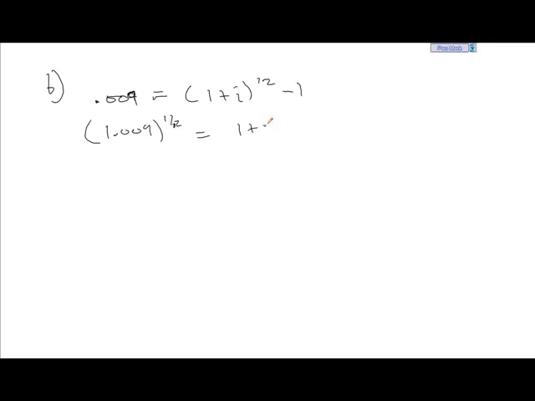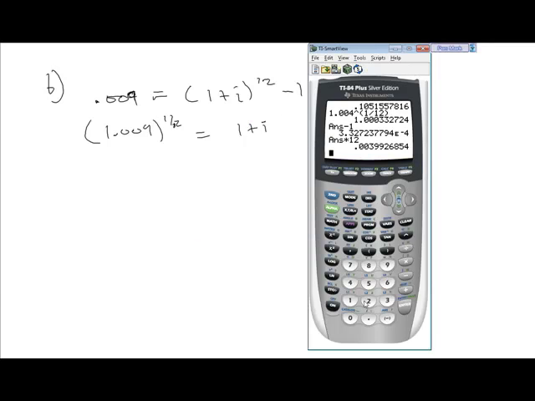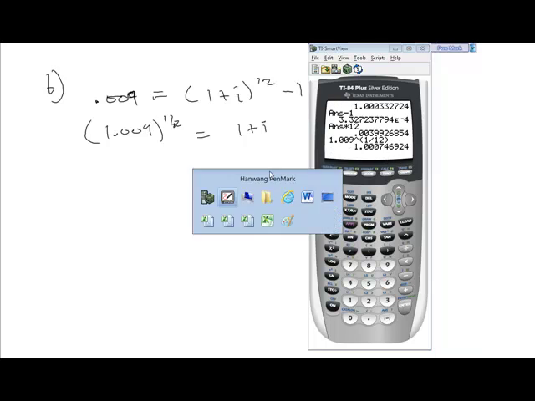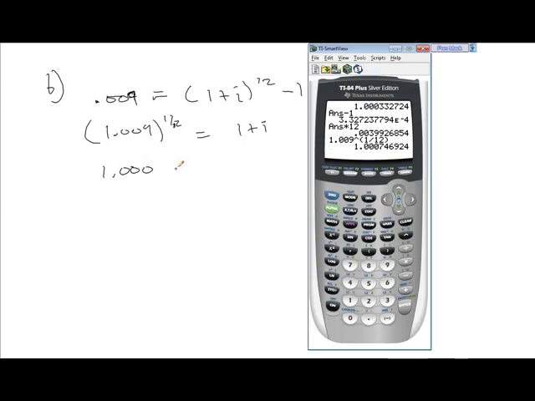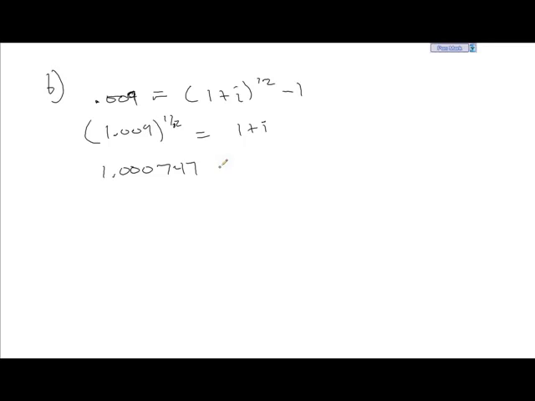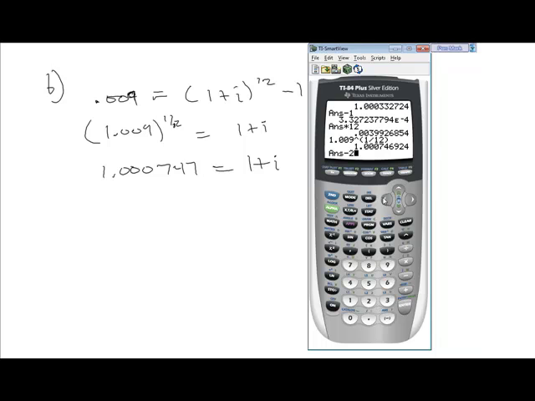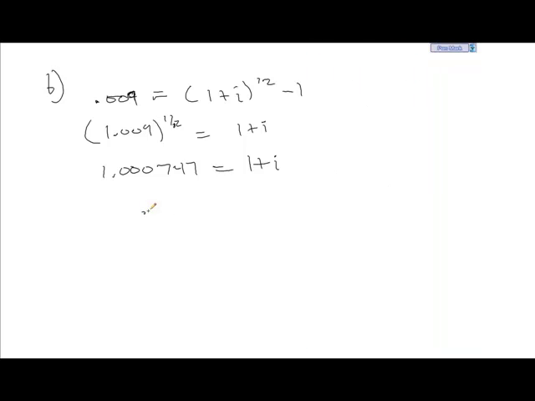So remember, that's just to undo the 12th power, I raise both sides to the 1/12th, and that leaves me with 1.009 to the 1/12th power, and that's 1.000747, and that's 1 plus i. So now I just need to subtract 1, and that just gives me 0.000747 equals i. Now this is again the monthly.